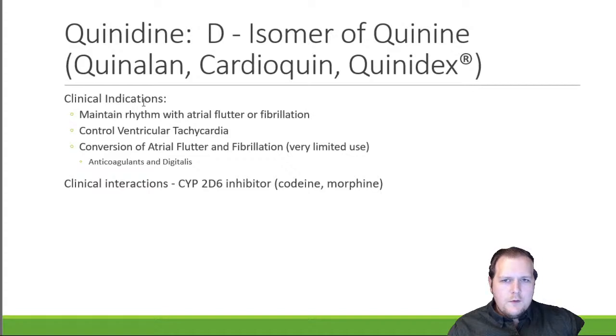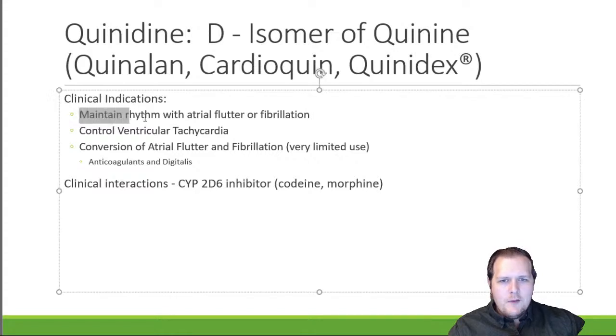So what do we use quinidine for? And again, this is going to apply to most of the 1A antiarrhythmics here. They're going to maintain rhythm with atrial fibrillation or flutter. That's part of that rhythm control I mentioned, as opposed to rate control. You can also use it for ventricular tachycardias, or to convert atrial flutter and fibrillation, but this is pretty limited use. That's that chemical cardioversion that I mentioned there.